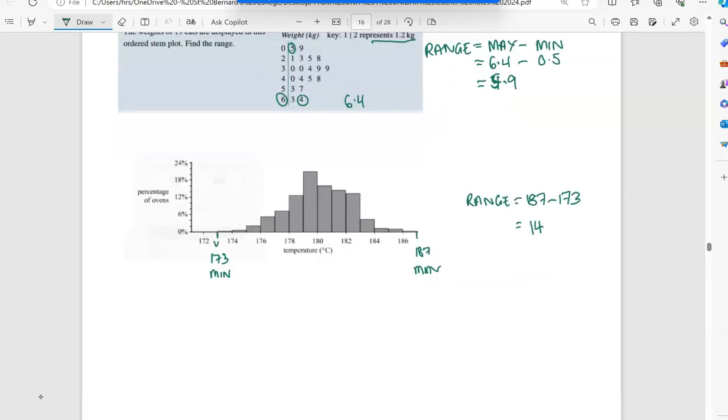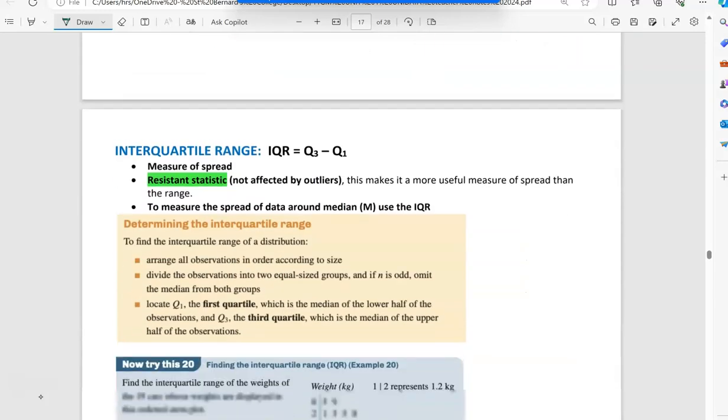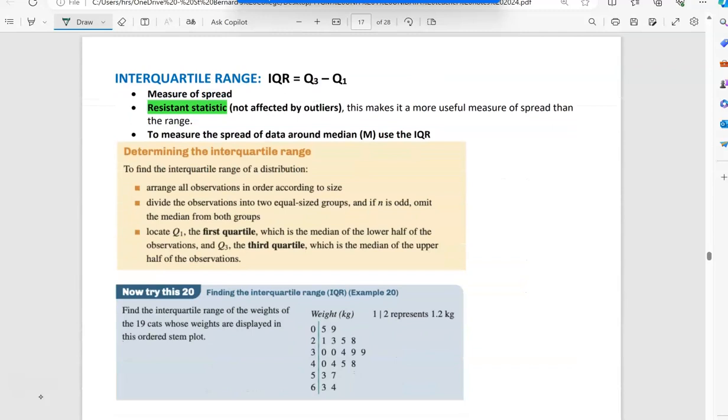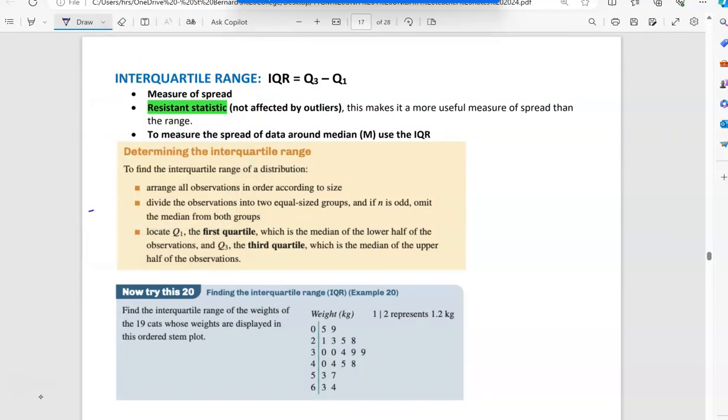Okay. All right. So there's the range. Really easy to do the range. Now the next type of spread that we're going to look at is the interquartile range. So I want you to also write above this so that you don't forget.